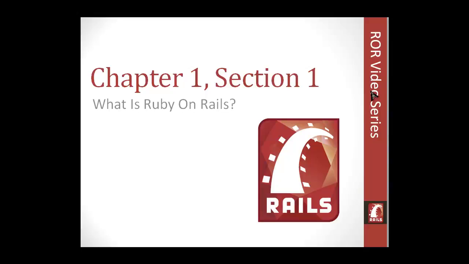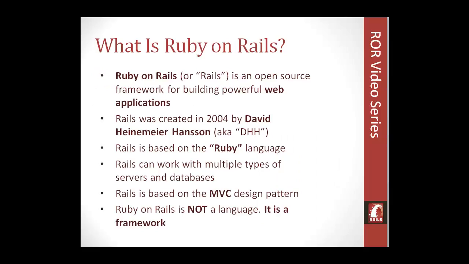Okay, so in Chapter 1, Section 1, we're going to learn what exactly Ruby on Rails is and what it's used for. So Ruby on Rails, which I'll be referring to as Rails, is an open source framework for building powerful web applications. And it is not a programming language. Rails is not a programming language. It's a structure, it's a framework to build web apps using the Ruby programming language. Ruby is the actual language, not Ruby on Rails.